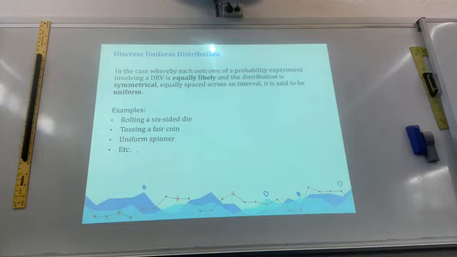In the case whereby each outcome of a probability experiment involves a discrete random variable, which is equally likely and the distribution is symmetrical, equally spaced across an interval, it is said to be uniform. So you must think about it as equally likely, and you must think about it as equally spaced. Alright? As well as symmetrical. So three things: equally likely, symmetrical, and equally spaced.